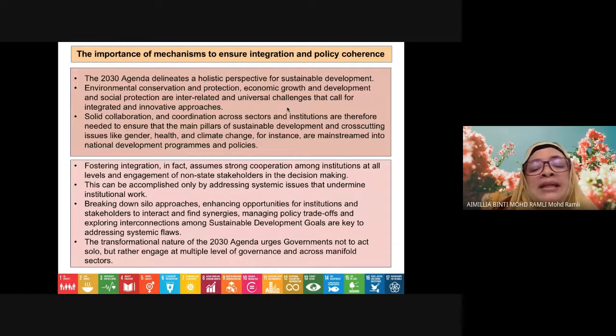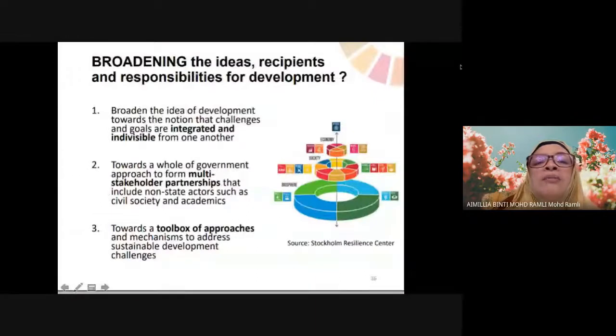The transformational nature of the 2030 agenda urges government not to act solo, but rather engage at multiple levels of governance and across manifold sectors. Okay, so broadening the ideas, recipients, and responsibilities for development. Broaden the idea of development towards the notion that challenges and goals are integrated and indivisible from one another. Okay, so all the challenges and goals are integrated and indivisible.